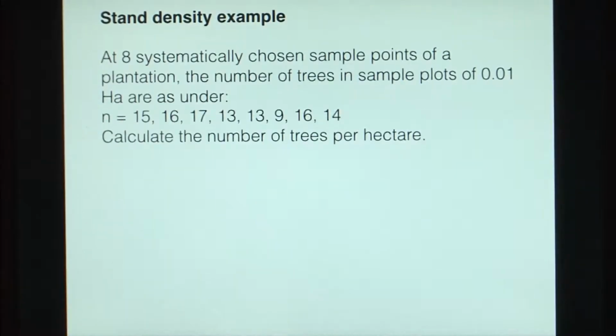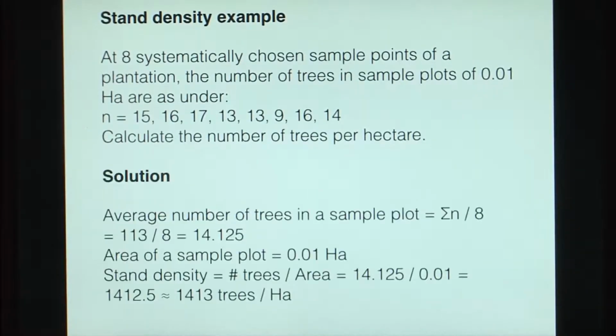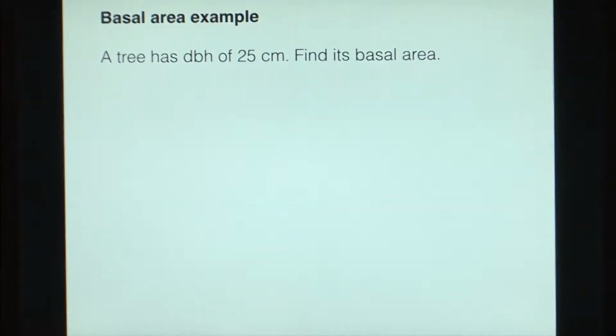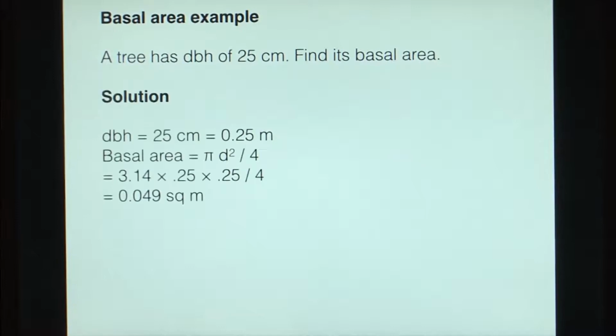So, next we saw how we calculate the stand density or the number density. We count the number of trees per sample plot divided by the area of the sample plot to get the stand density or the number density. Then we looked at the calculation of the basal area of a tree. If you consider it to be having a circular cross section, then you can use pi r square or pi d square by 4, and if you consider it to be having an elliptical cross section, then you can go for pi a times b, where a and b are the half axes. So, next we looked at an example of finding a basal area.